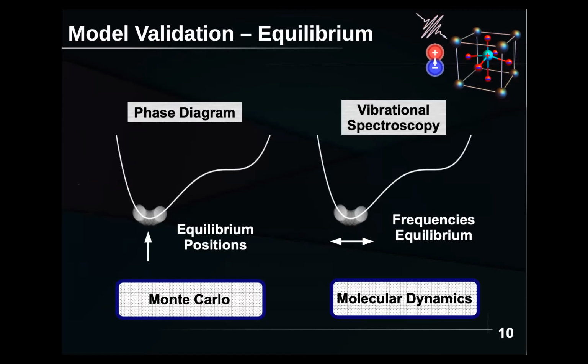Before simulating the light matter interaction, the first thing we did is to validate our model. So we do Monte Carlo simulations to simulate the phase diagram of the material. We also perform a vibrational spectroscopy. The phase diagram tells you the position of each phase at equilibrium, and the vibrational spectroscopy tells you, when the system condenses into this phase, what the vibration frequency is.